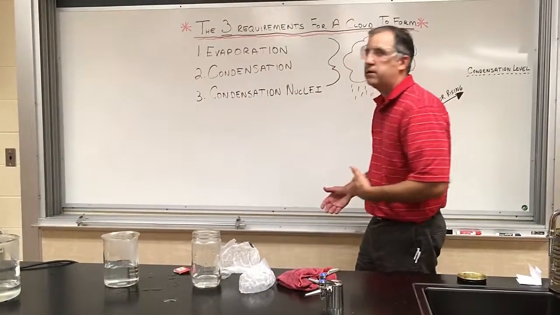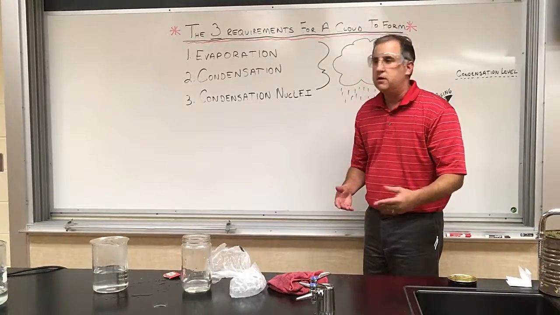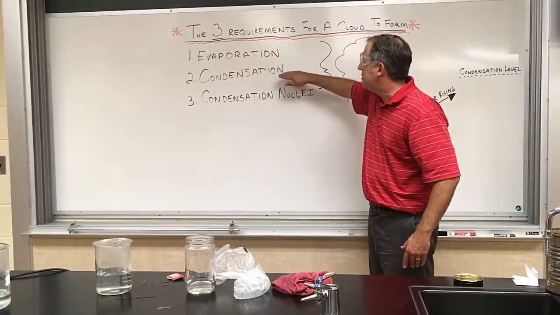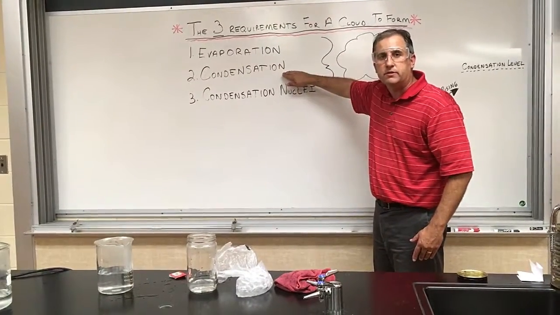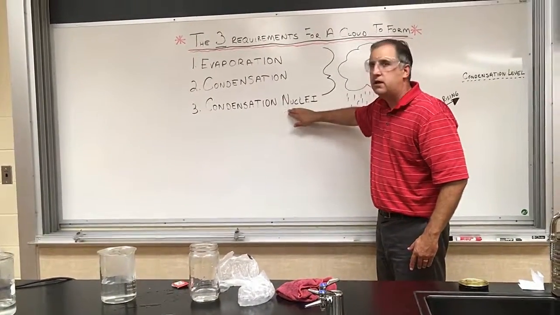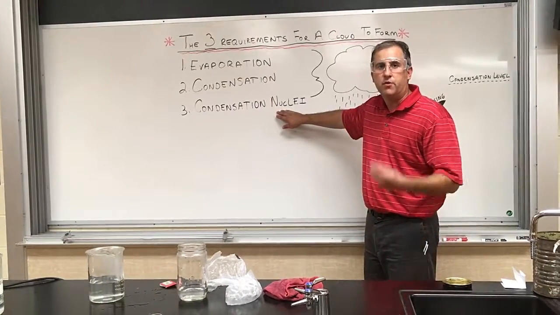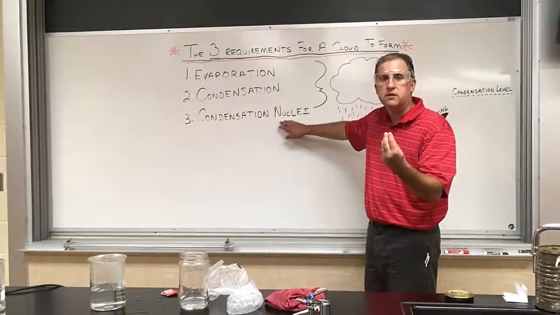So let's recap. There are 3 requirements for a cloud to be formed. 1, you have to have evaporation. 2, condensation must occur. And 3, condensation nuclei must be present for the water droplets to condense on the solid particle.